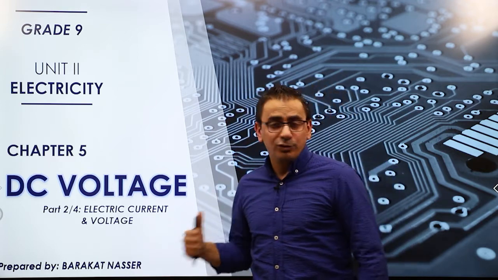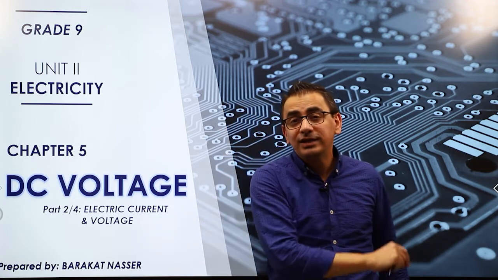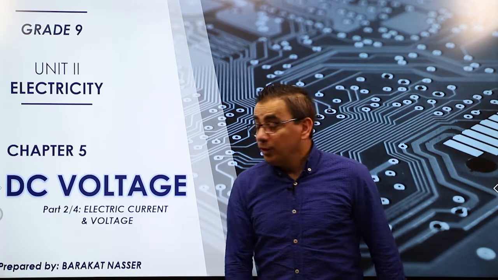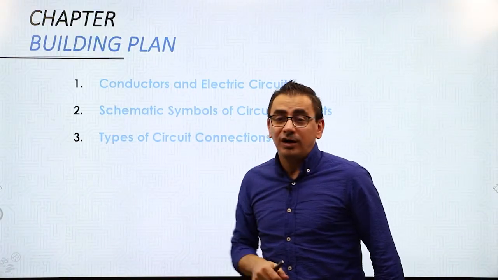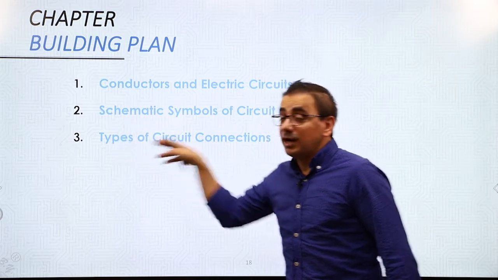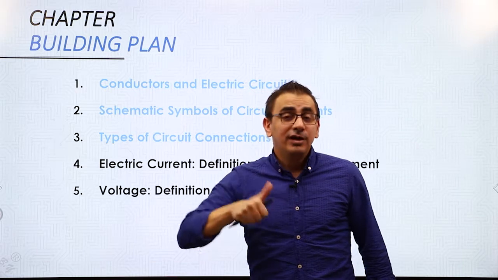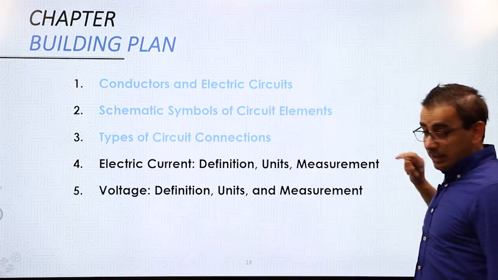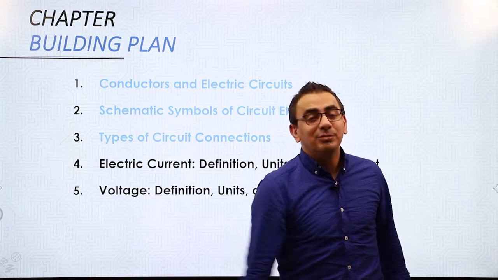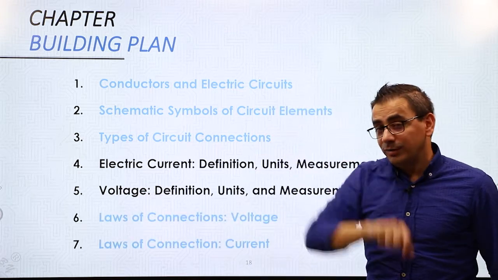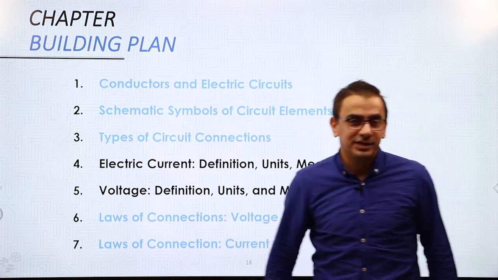Probably you have seen them or talked about them in previous classes, but now we're going to talk about more details concerning them. Where do we stand from the chapter now? We have covered the first three parts: conductors, schematic, and types of circuits. Today we're going to talk about electric current: definition, units, and measurement. Also we're going to cover voltage: definition, unit, and measurements. Then, in the following section, we might talk about the laws of connection as for voltage and current as well.